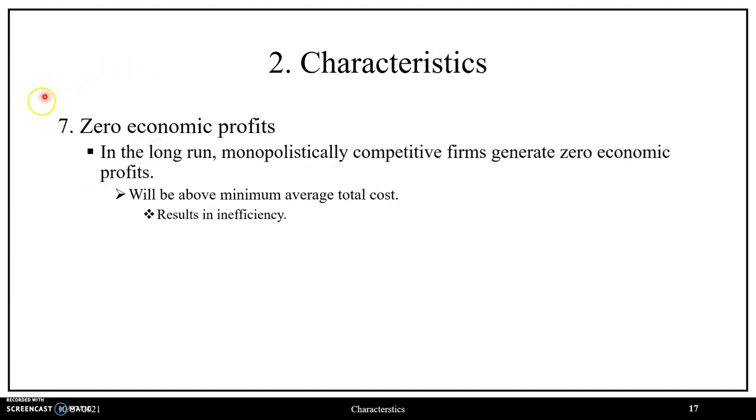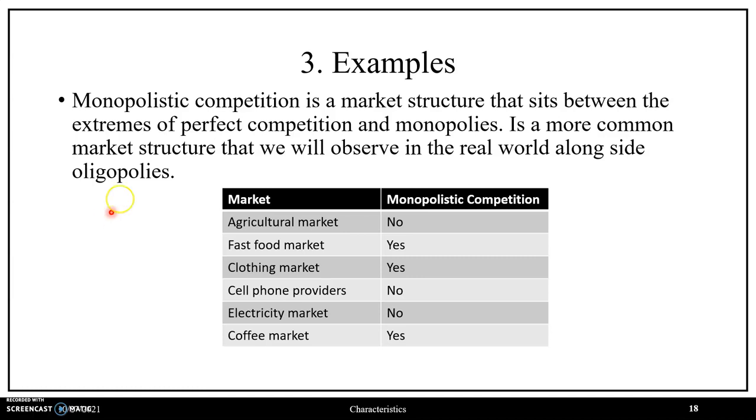So then in terms of our seventh assumption, we have zero economic profits, where in the long run a monopolistically competitive firm will generate zero economic profits, but we will see that this will be above minimum average total cost, resulting in overall inefficiency. So then with our definition and characteristics in place, monopolistic competition is a market structure that sits between the extremes of perfect competition as well as monopoly.